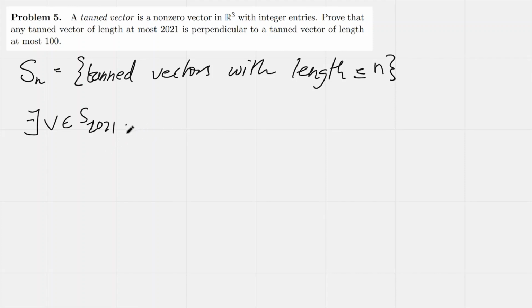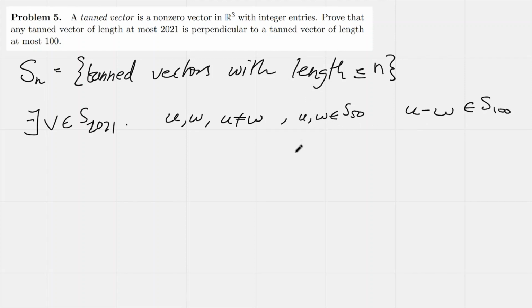Now I'm going to take two arbitrary vectors u and w, where u does not equal w, and they're both from S50. What do I know about u and w? They are tan vectors, so neither of them is 0. Because they're different, u minus w is not 0. Also u and w have integer entries, so u minus w does too. And since u and w are at distance at most 50 from the origin, u minus w, by the triangle inequality, must have distance at most 100 from the origin. So u minus w must be in S100.